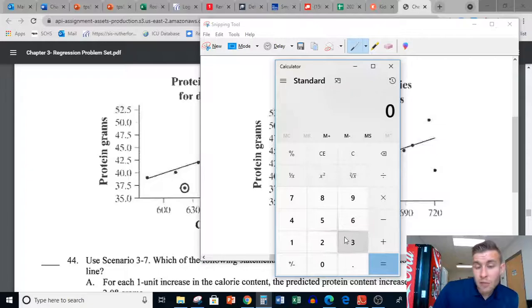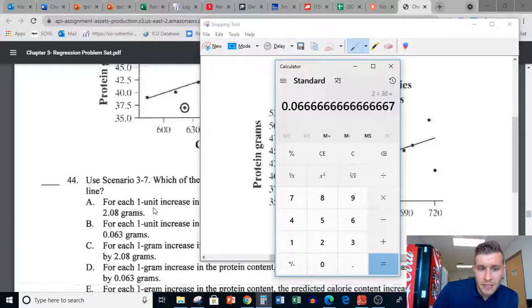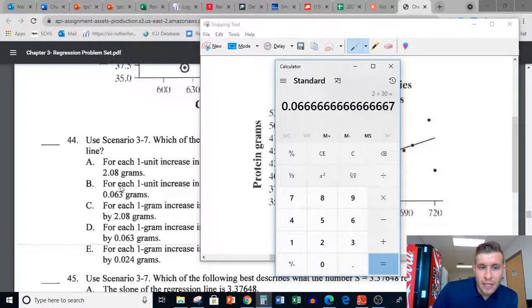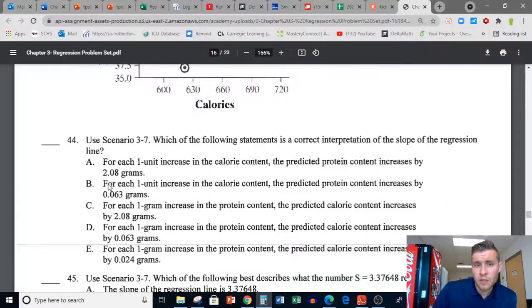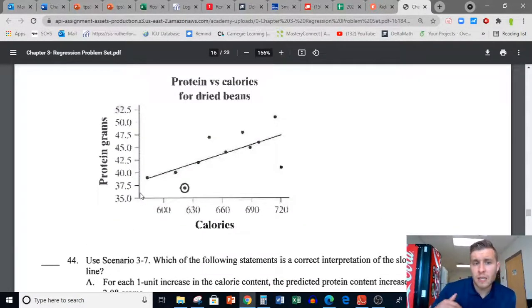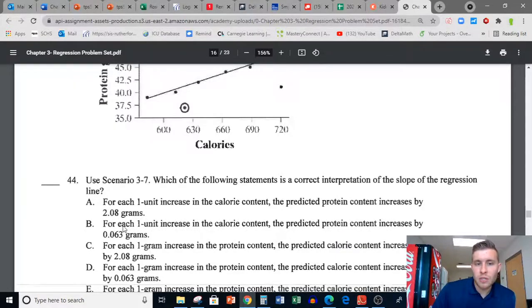So that would be the change in X. So I'd say 2 divided by 30. So we're in this 0.06 range, which is pretty close. So B would be the best choice. So we're going up about 0.06 grams of protein for every 30 calories, or excuse me, for every 1 unit, every 1 calorie. So that's why we choose B on this one.